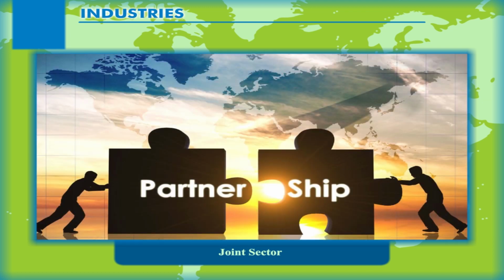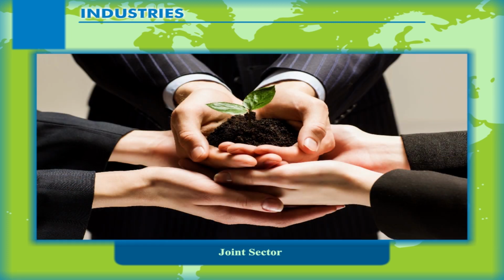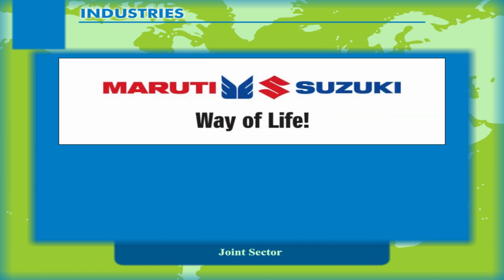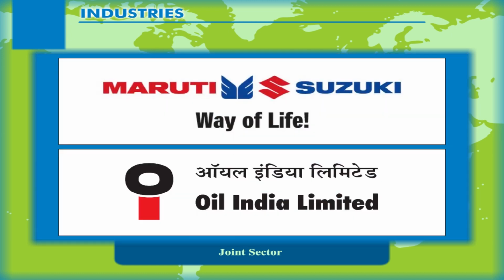Joint sector. These kinds of enterprises are jointly owned and managed by government agencies and private firms. As they pool their resources together, both the partners share the advantages. Maruti Udyog Limited and Oil India Limited are some examples of this sector.